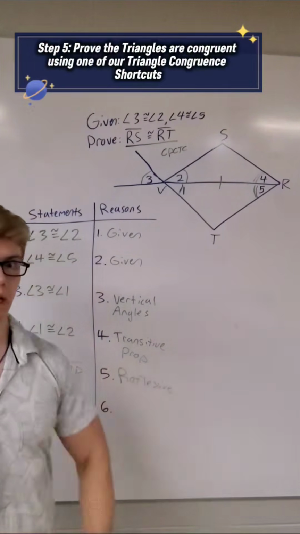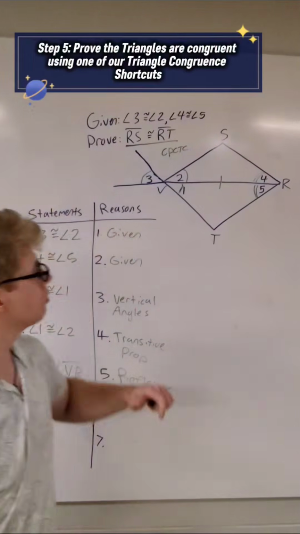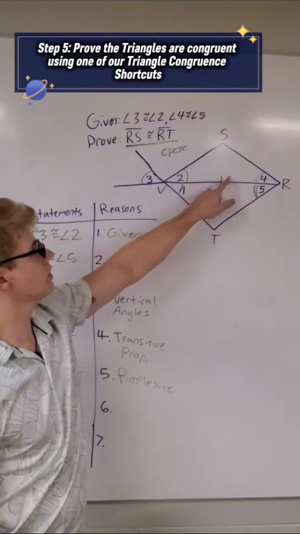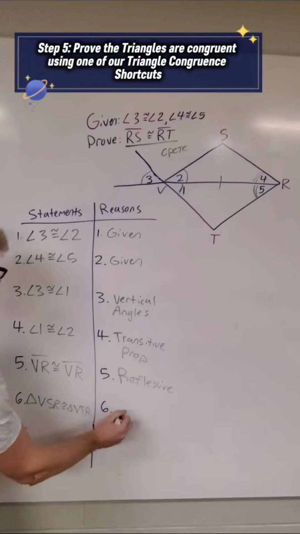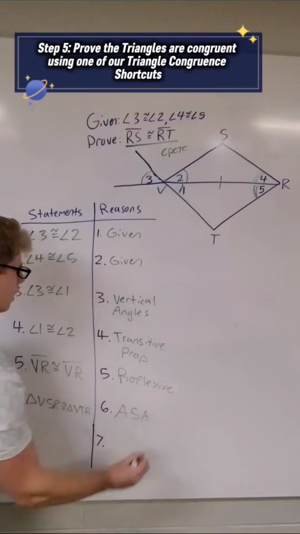Now, we have 3 pairs of congruent parts inside of our triangles. We can prove them congruent using angle, side, angle. So I'm going to say that triangle BSR is congruent to triangle BTR using the angle, side, angle congruence postulate.